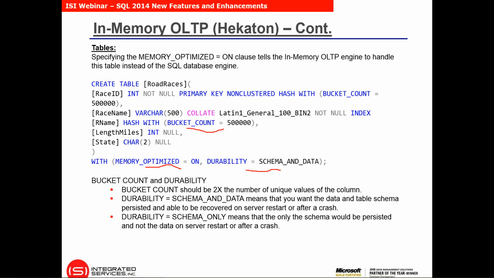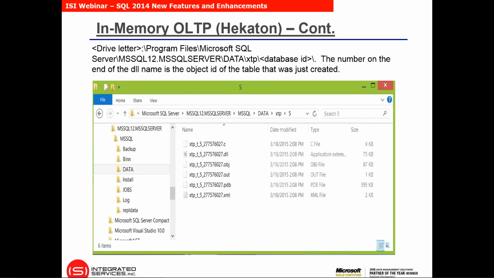So when you're done creating your table, a DLL and a bunch of other files are created, and you can find them in your MS SQL Server data folder. And I listed the path where I found them on my machine. You'll notice that there's a new XTP folder and a subfolder with a number, and that's the database ID of the database that the object was created in. So you've got XTP, and mine was database 5.